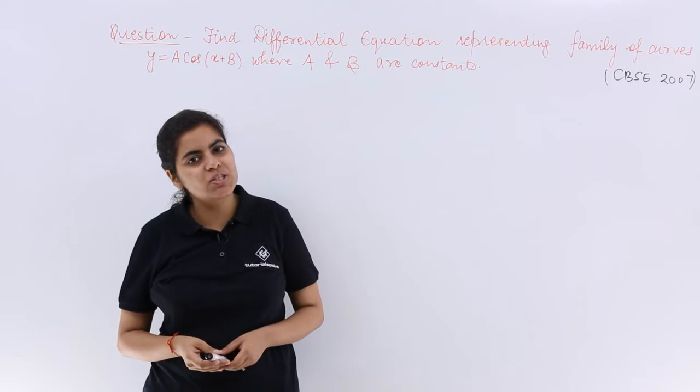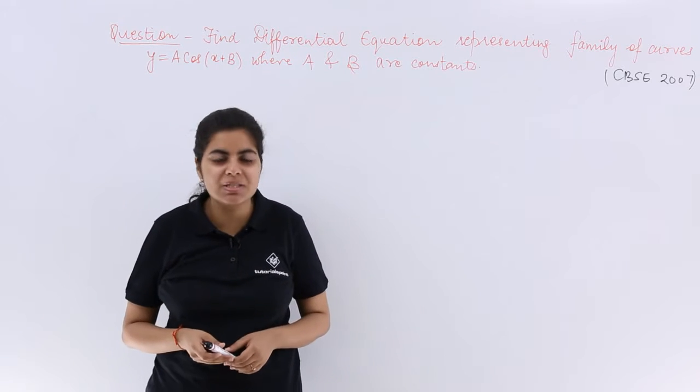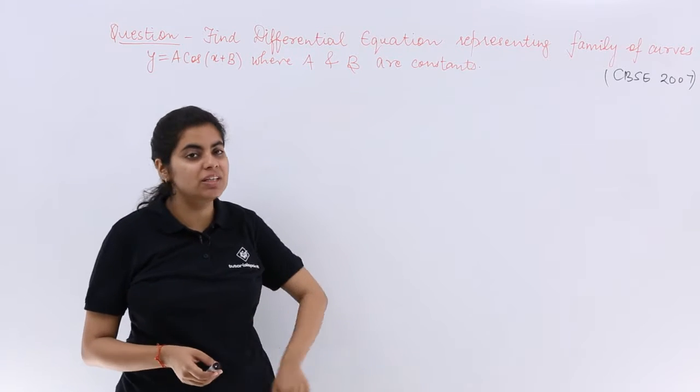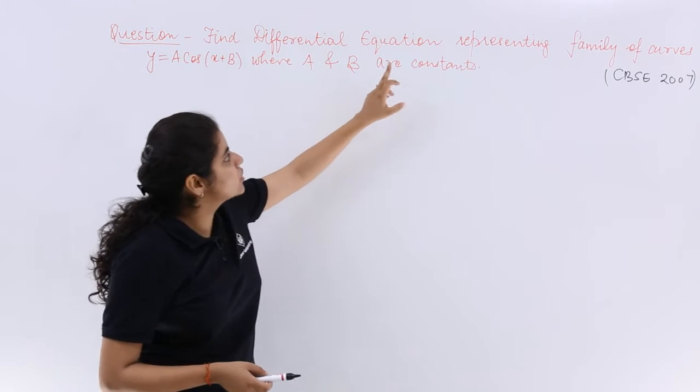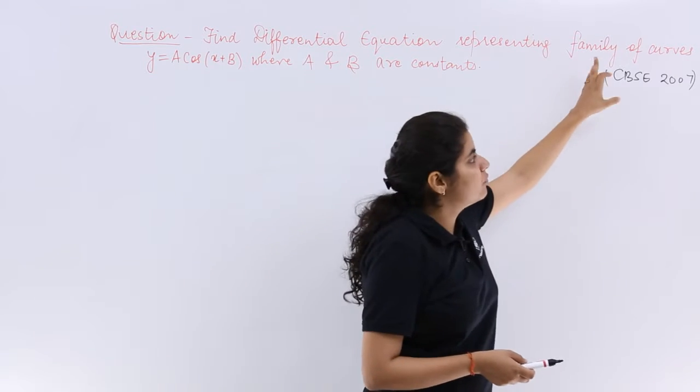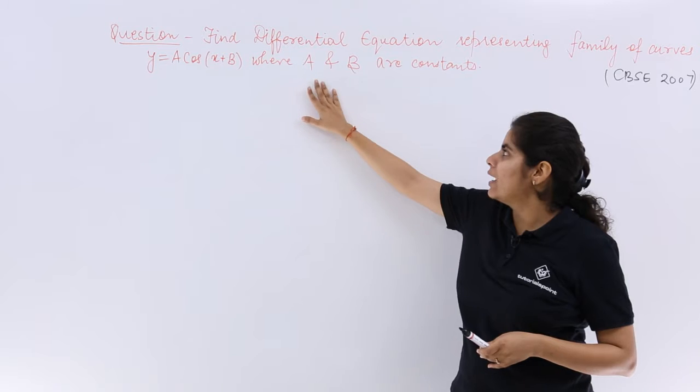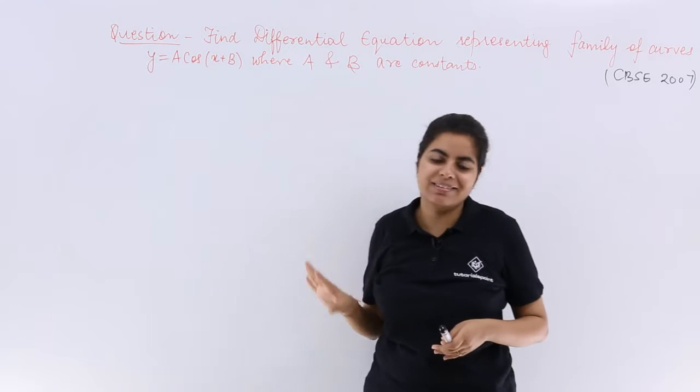Let's see this question based on formation of differential equations. The question was asked in the CBSE examination, year was 2007. The question says find the differential equation representing family of curves y is equal to a cos x plus b, where a and b are constants.